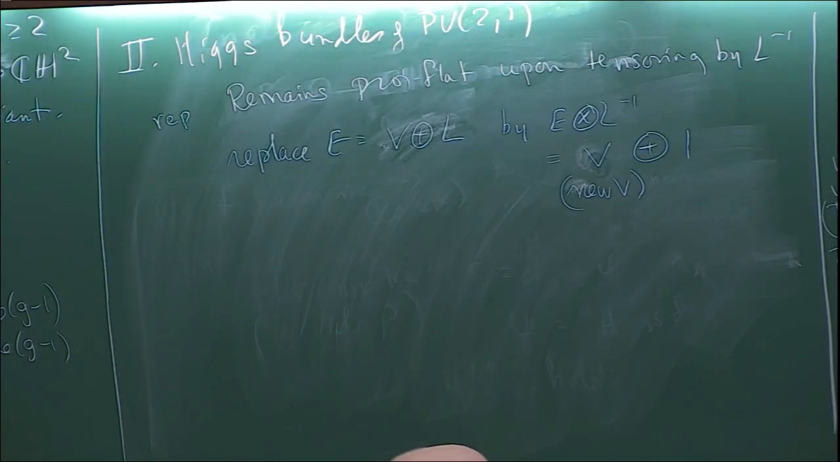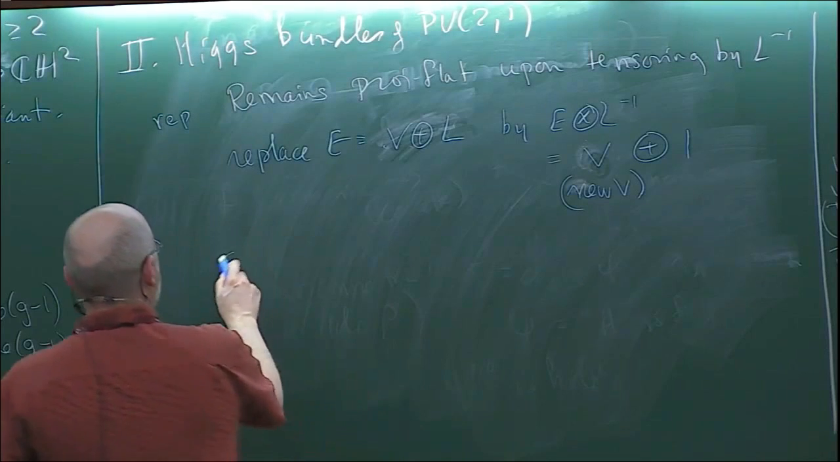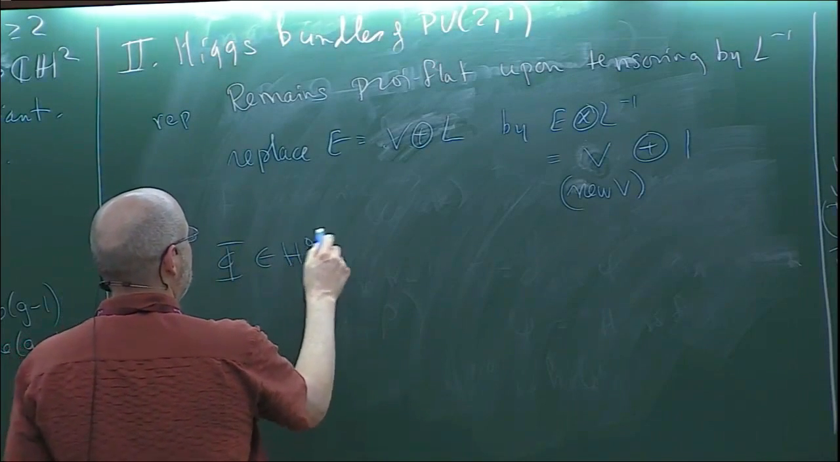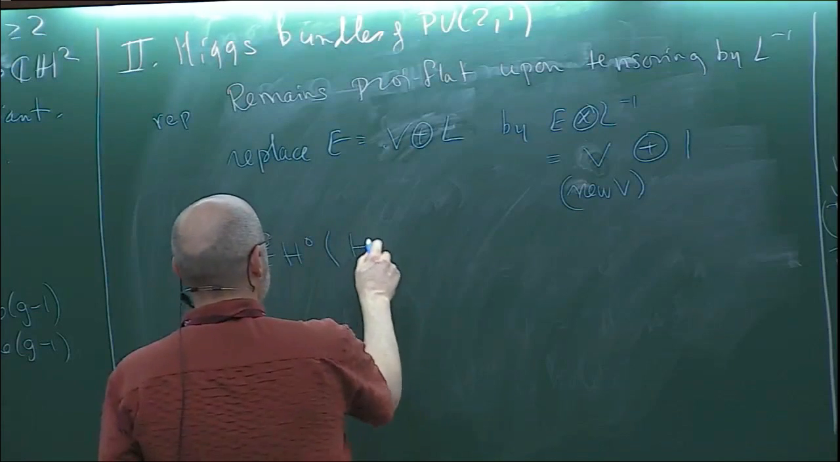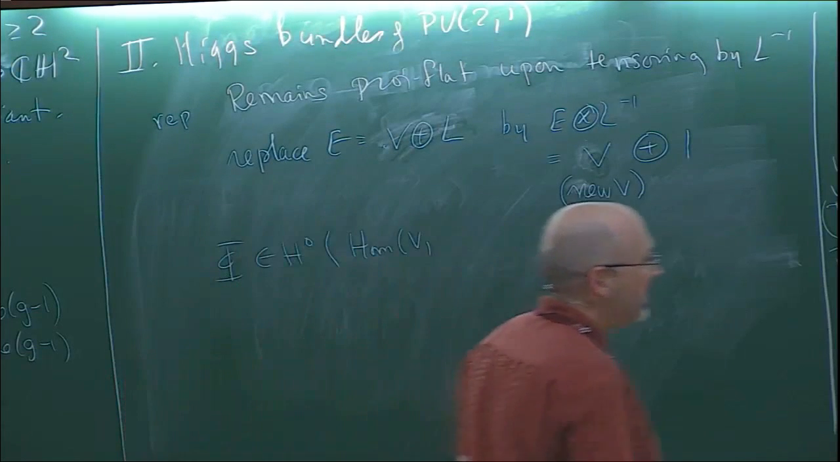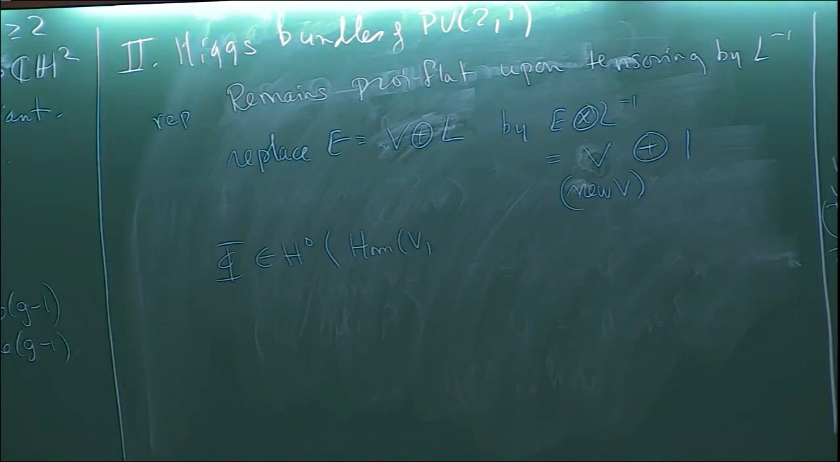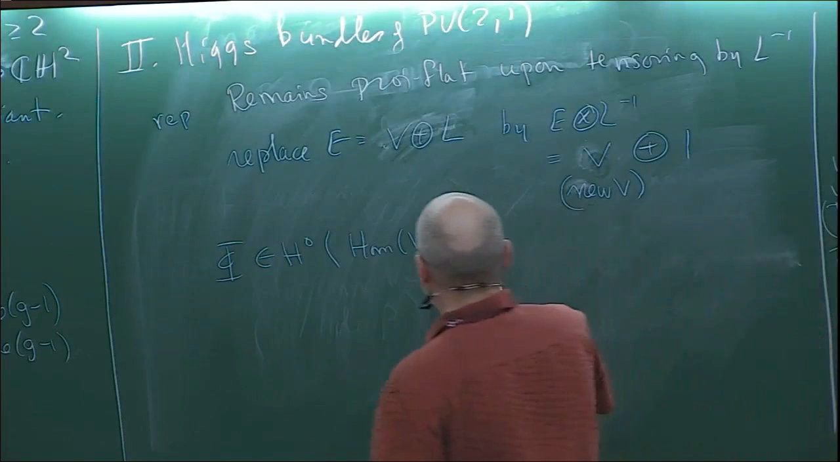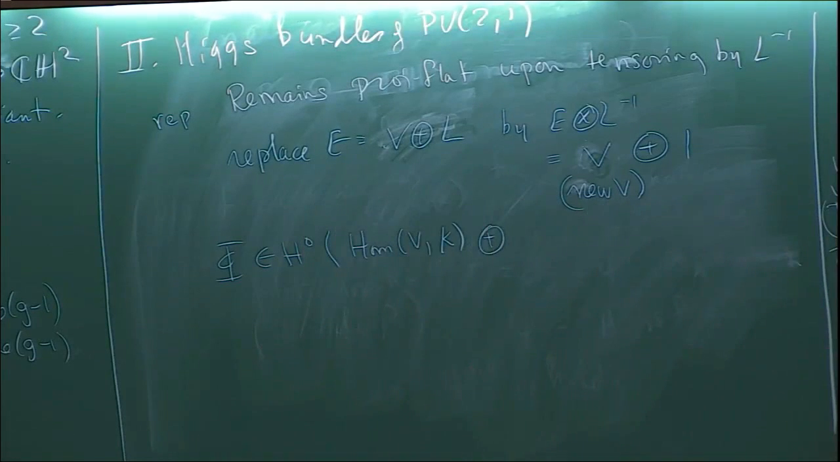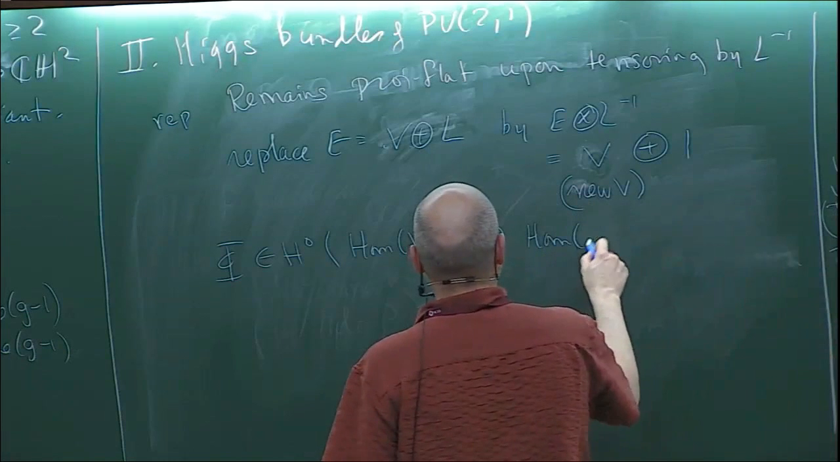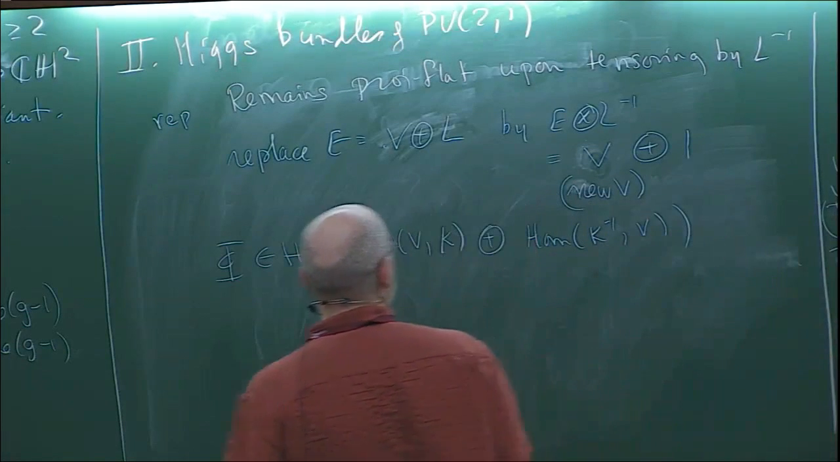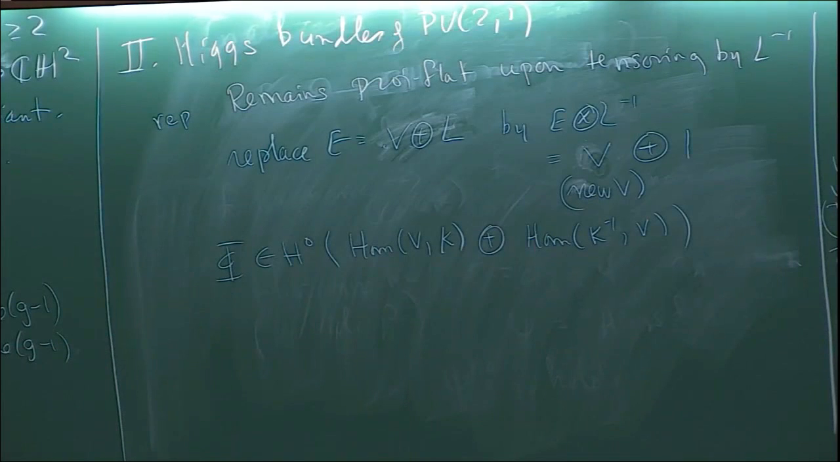And so in this situation, we get that phi is going to be an H0 of, from V, so I'm going to replace L by 1, and I'm going to bring the K into this situation. So Hom from V to K plus, and similarly over here, if I replace L by 1, I'm going to bring a K inverse into this spot, plus Hom from K inverse to V. Okay? So this is going to be the Higgs field in this case.